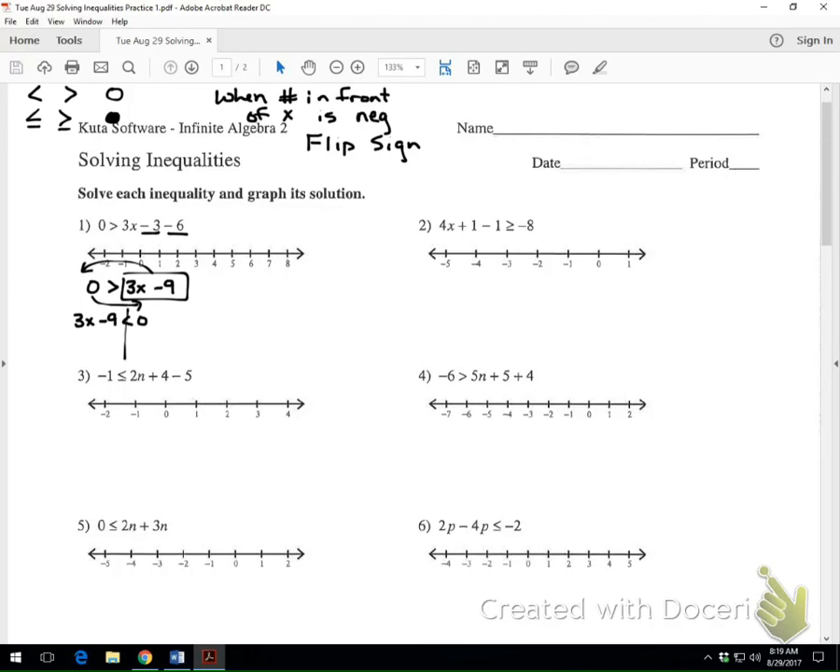Okay, now, solve. What do I do first? Add 9. So I get 3x is less than 9. Now what do I do? Divide by 3. So I get x and 3, right? Now, is my x negative? No, so I leave my sign alone, right? So I get x is less than 3. So at 3, do I put it open or closed? Open. Which way am I shading? To the left.